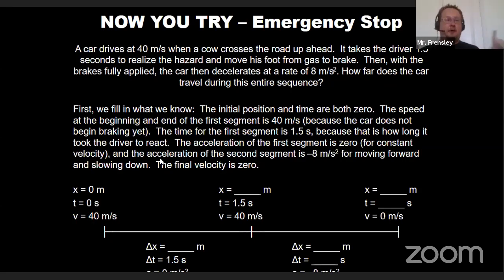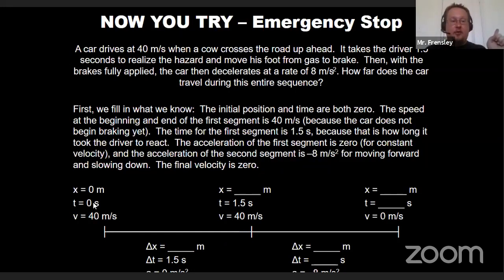What do I know? First, I know that I start with a distance of 0, because we usually start at position 0. We start at time 0, but this time we start with 40 meters per second of initial velocity. Now, the first segment is about going with a constant velocity while the guy realizes and reacts to the fact that he's in trouble. So I don't know how far he goes, but I do know that that takes 1.5 seconds, and you can't see it maybe, but it's down here. 0 meters per second squared is the acceleration. The acceleration is 0 meters per second squared.